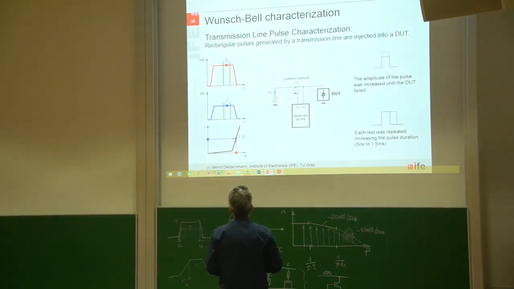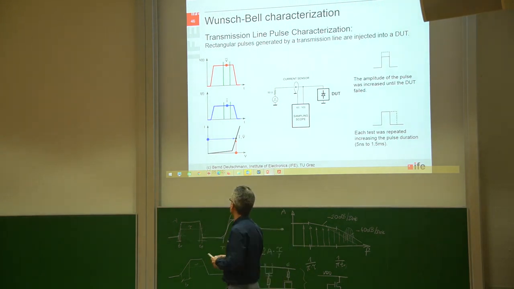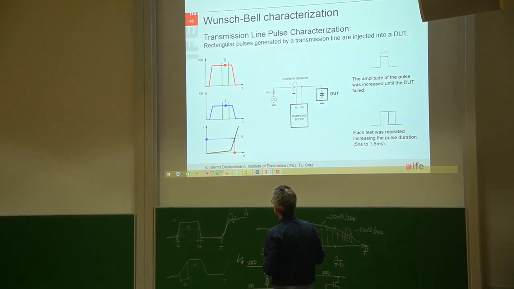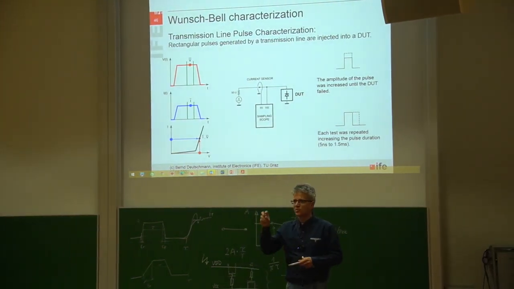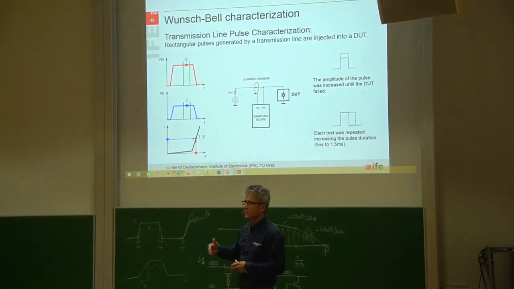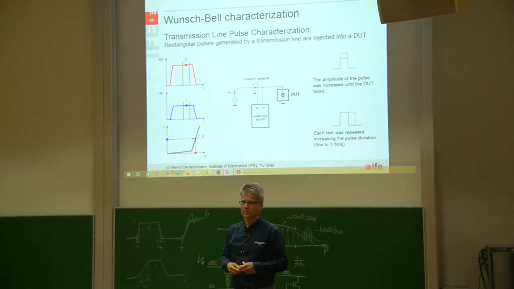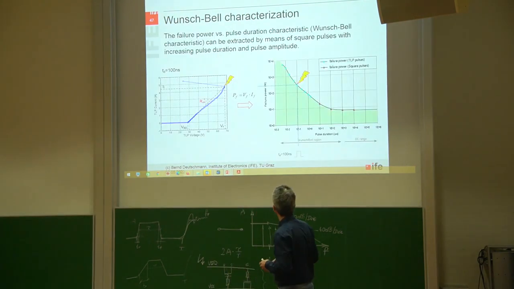So we can easily control the amplitude of the pulse and also the length of the pulse, and this is what these guys did. They were using different amplitudes and different lengths of the pulses and injecting these pulses into a device on a desk and measuring the voltage and the current. While they were characterizing that, they were increasing the amplitude until the device was breaking. And very often the devices, in this case, were breaking due to thermal destruction.